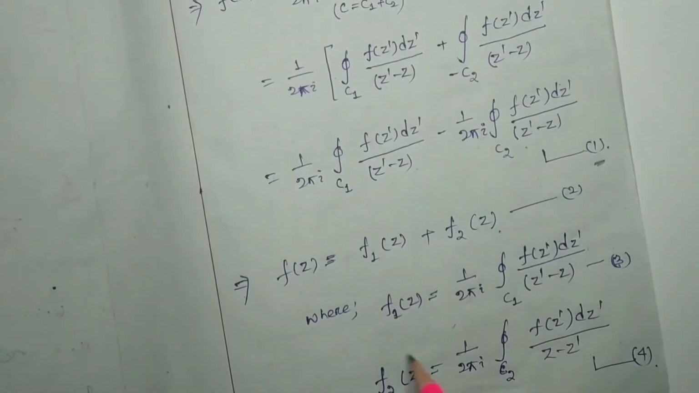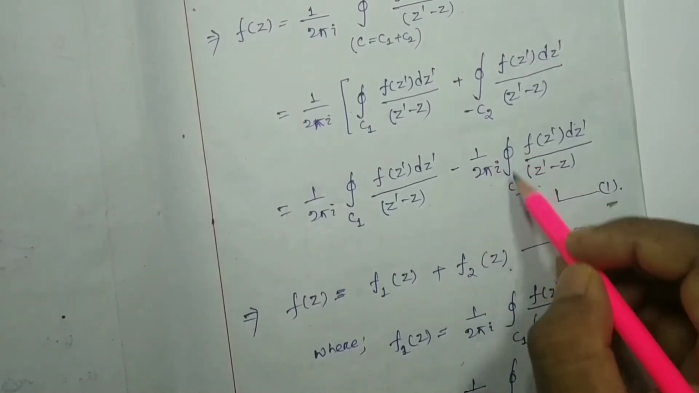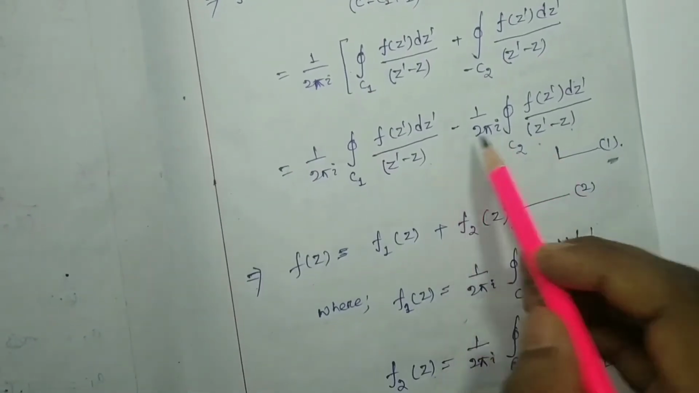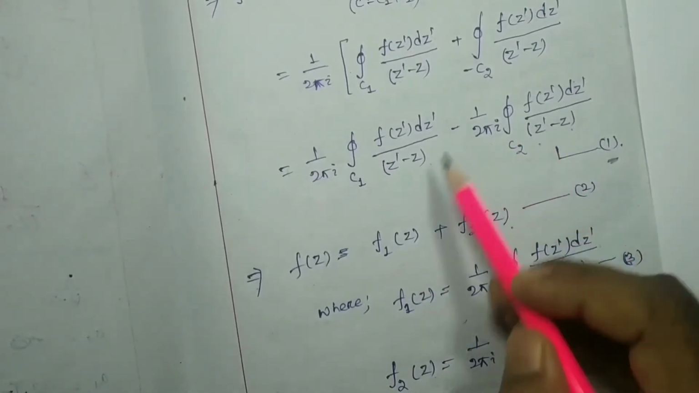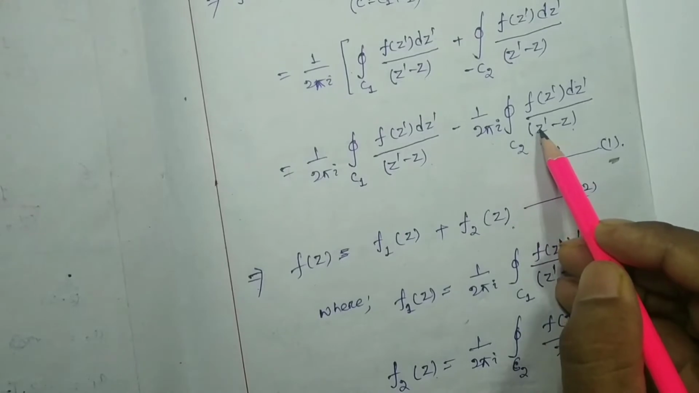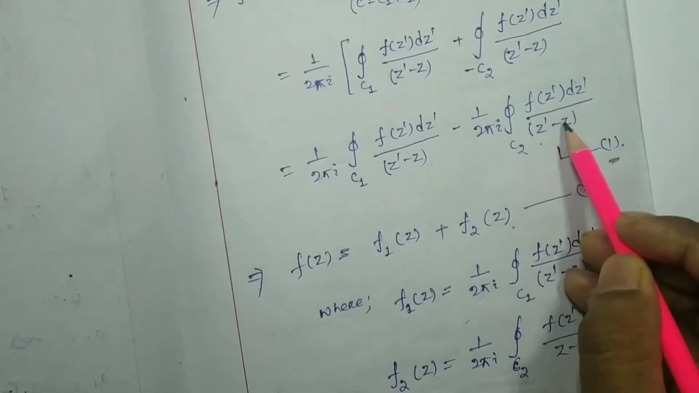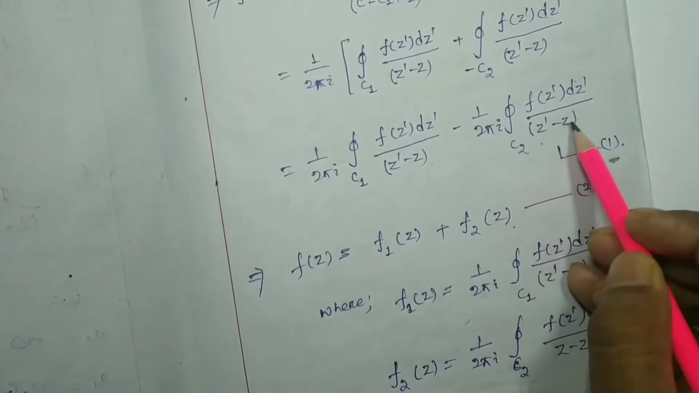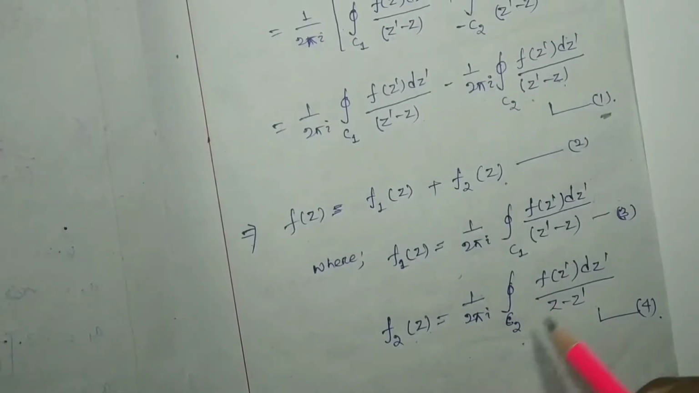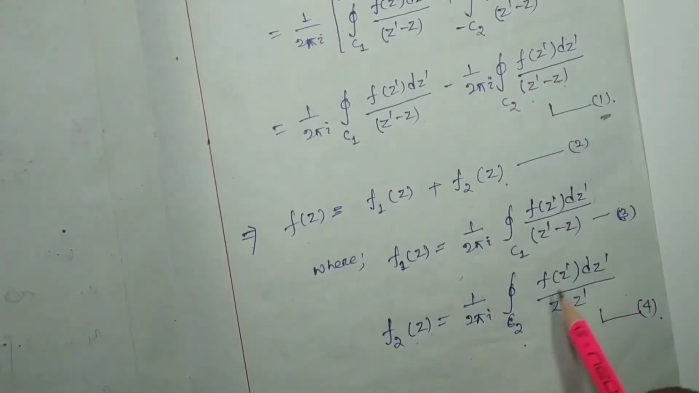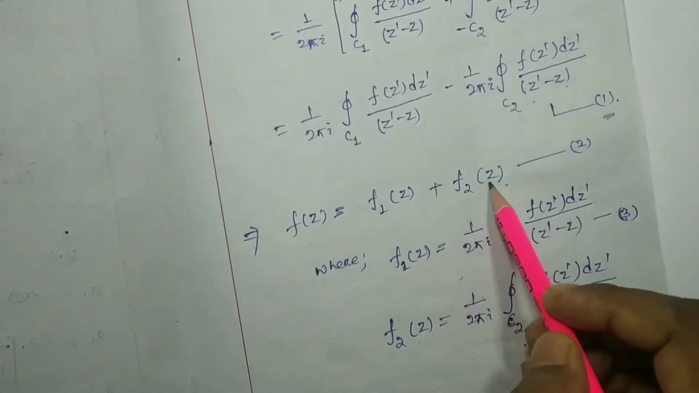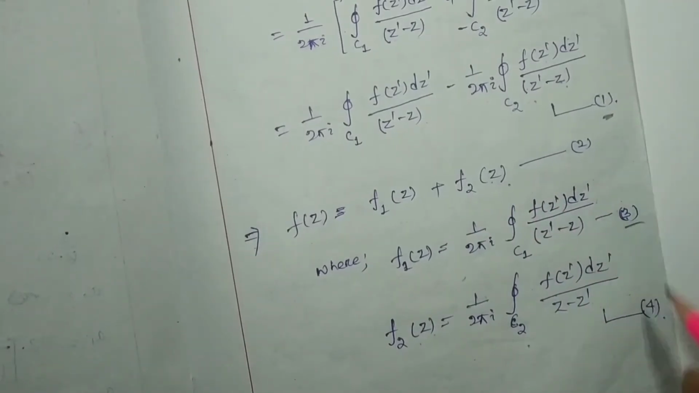Now f2(z) will be minus of 1 by 2 pi i integration over C2 of f(z dash) dz dash by (z dash minus z). But if I take minus common from these two terms, then it will be z minus z dash. So minus of (z minus z dash), so it will be plus. So f2(z) is nothing but 1 by 2 pi i closed integration over C2 of f(z dash) dz dash whole divided by (z minus z dash). So hence it is plus f2(z), right? Let this be your equation number 3 and this be your equation number 4.